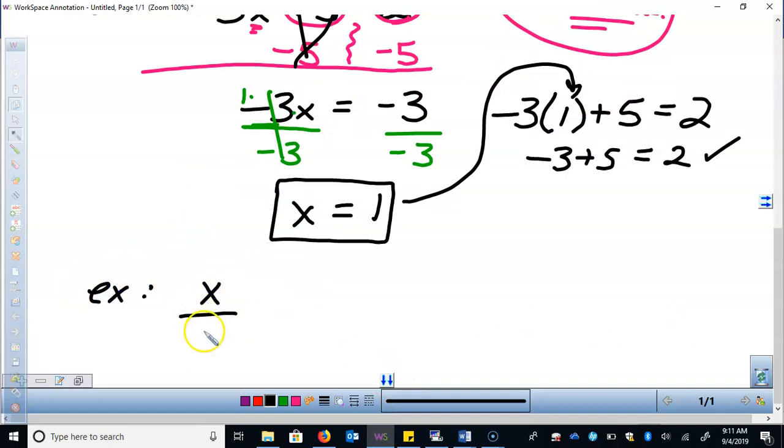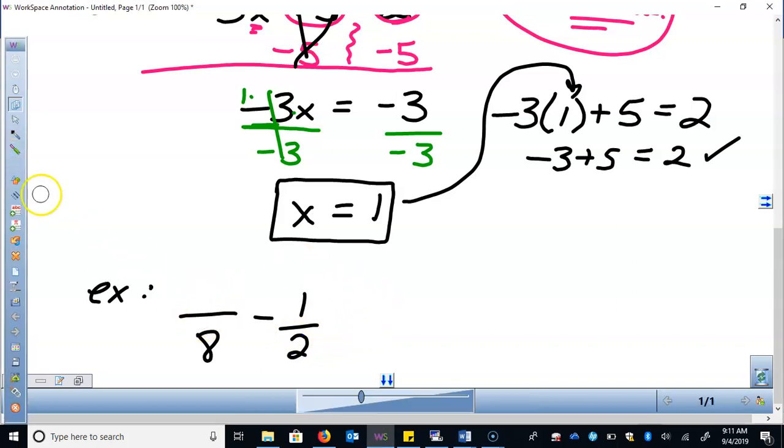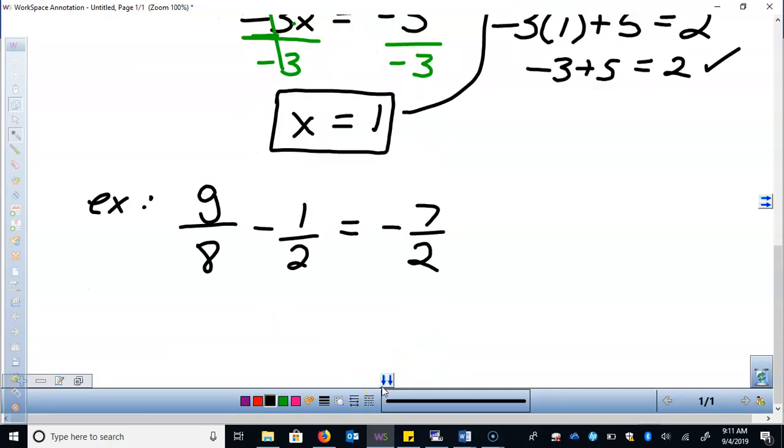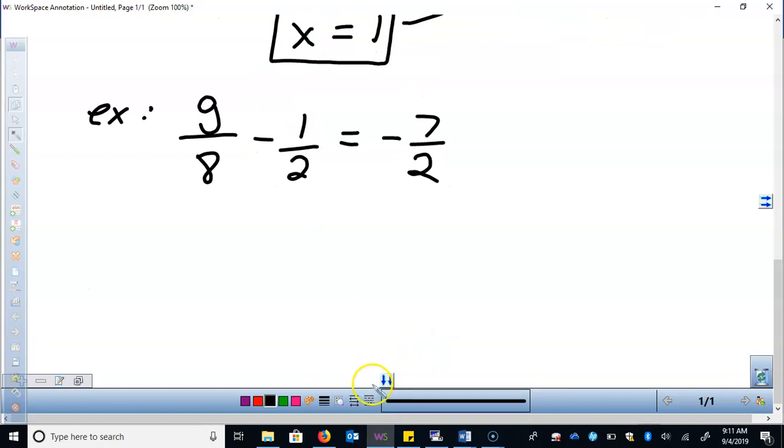Let's make it a little more challenging here. What if we have, let's use something other than x. I get tired of the old x. Give him a break. We're going to use g, why not? So g divided by 8 minus 1/2 is going to be equal to -7/2. Okay? Let's see what we get for an answer.